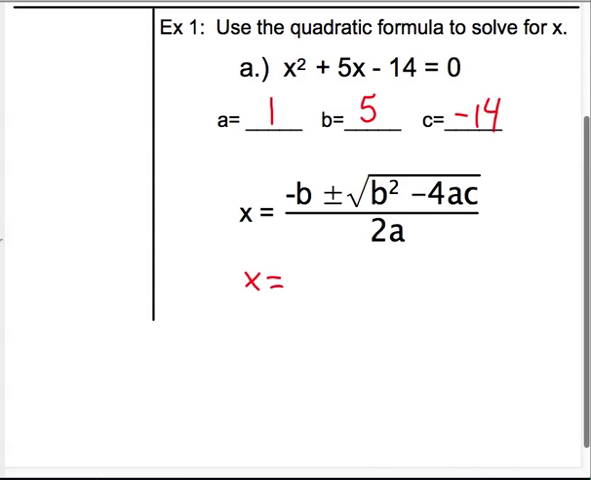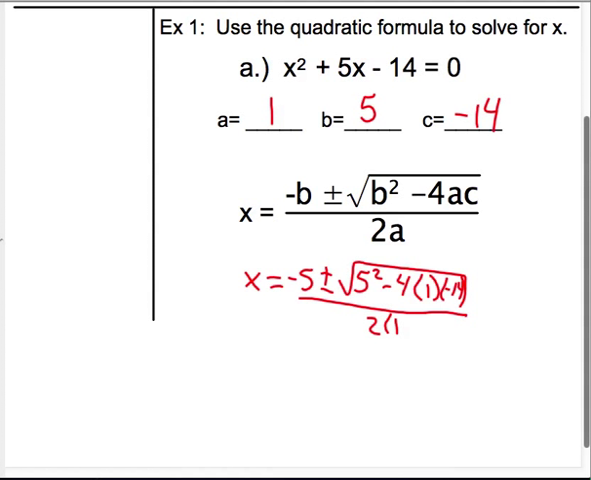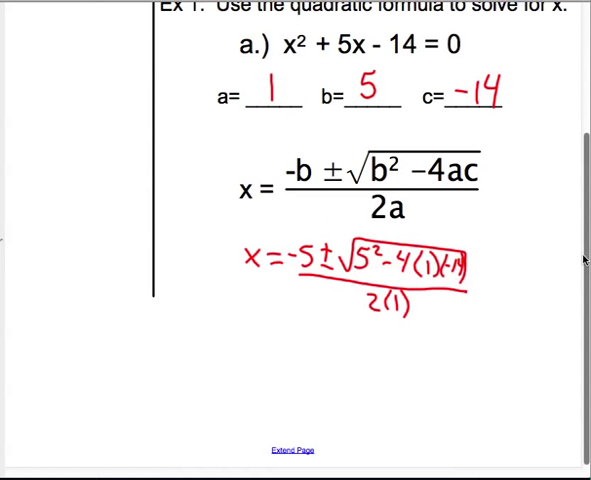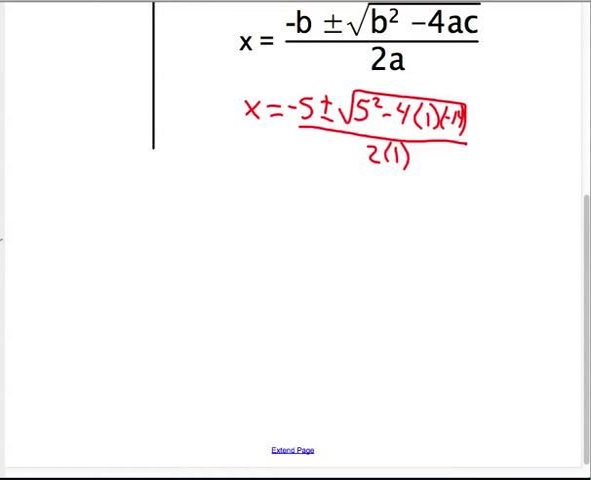The opposite of b, the opposite of 5 is negative 5. b squared minus 4 times a times c, all over 2a. So I just showed my direct substitution on that one, and then we start to simplify. Remember, we're not going to use a calculator for our square roots to get a decimal.